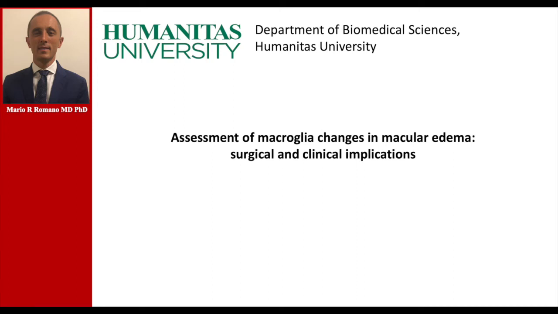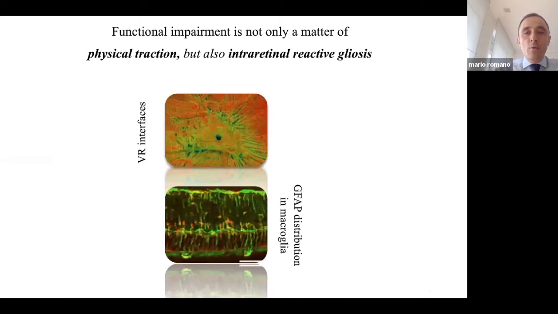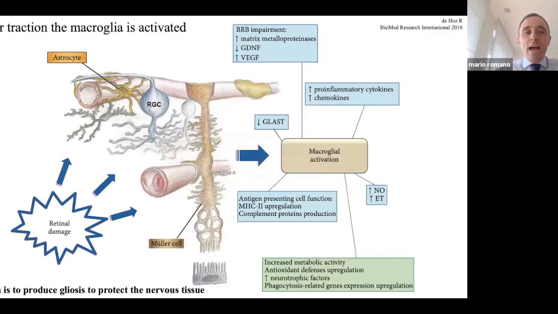Good morning, everyone. Today we'll speak about the macroglia in macular edema surgical implication. We know that the functional impairment is not only a matter of physical traction, but also intraretinal reactive gliosis. And under traction, we know that the macroglia is activated, and the aim of this activation is to produce gliosis to protect the nervous tissue.